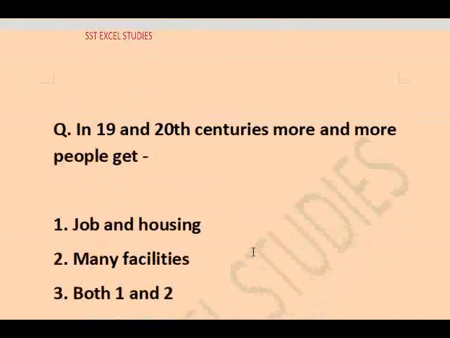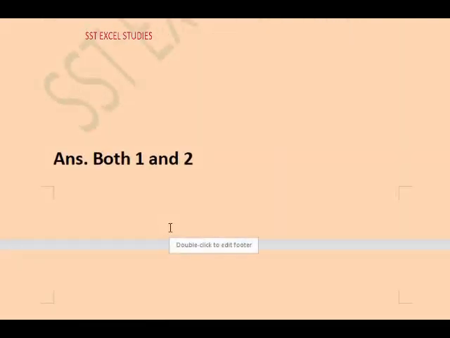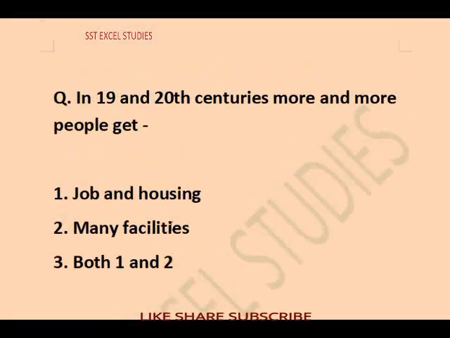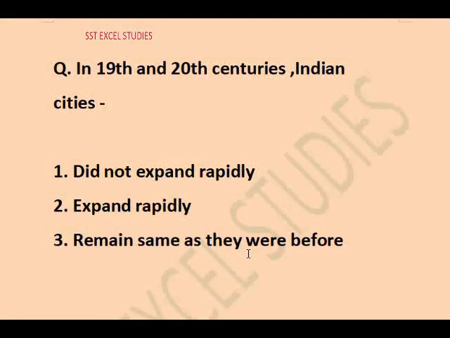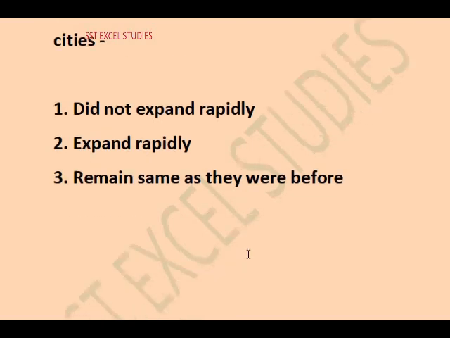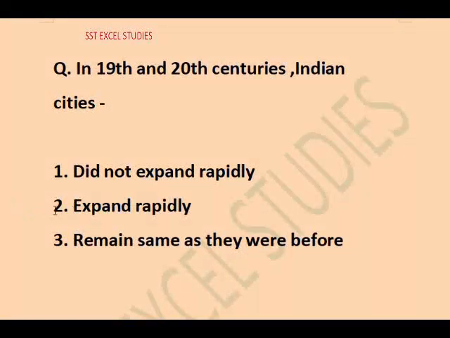Next question is: in the 19th and 20th centuries, more and more people got, options are jobs and housing, many facilities, or both 1 and 2. Again answer is both 1 and 2, meaning people got more and more jobs and housing and many other facilities. Next question is: in the 19th and 20th centuries, Indian cities, options are did not expand rapidly or remained the same as they were before. Answer is did not expand rapidly. Indian cities did not expand rapidly.